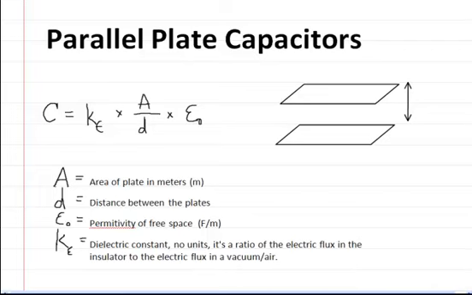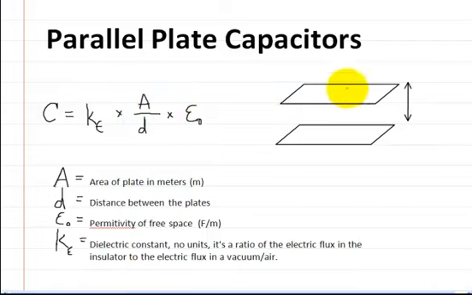This video is on parallel plate capacitors. Here's the formula that you're going to use for solving for the capacitance on those. So the capacitance is equal to the dielectric constant multiplied by the area divided by the distance between the plates multiplied by the absolute permittivity of free space.